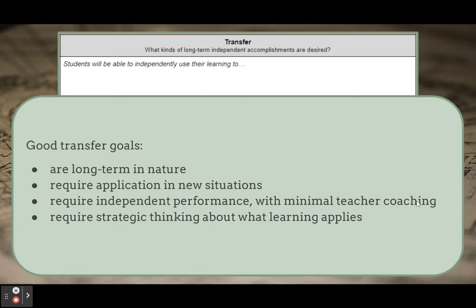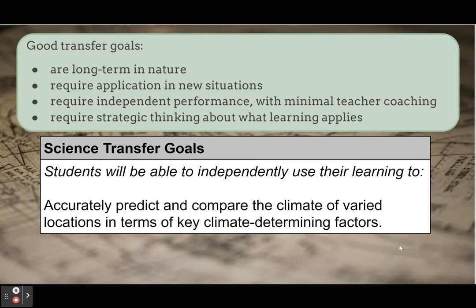So let's dive into a couple of examples so you can see some good transfer goals. Here's a science transfer goal: students will be able to independently use their learning to accurately predict and compare the climate of varied locations in terms of key climate-determining factors. That idea of being able to predict and engage in some comparative analysis is a touchstone of long-term scientific thinking. Students will have to apply their learning in new situations.